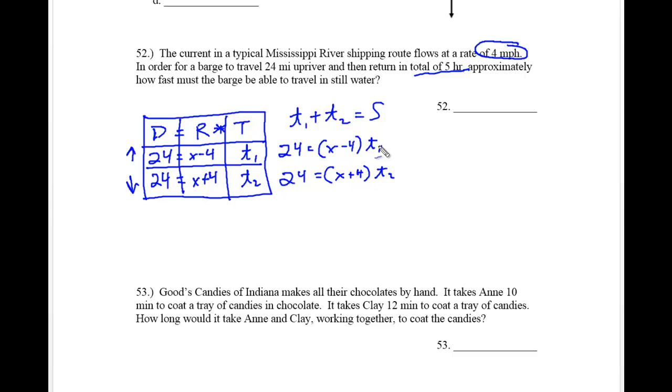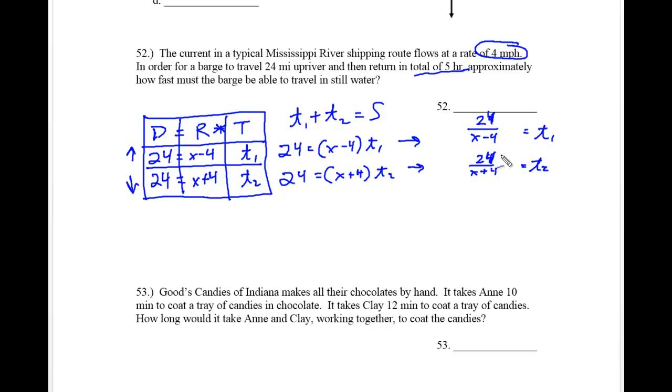Now here's what we're going to do. We're going to divide both sides by x minus 4 and x plus 4. So I'm going to rewrite this equation in terms of t sub 1 all by itself now. It looks a little nicer: 24 over x minus 4 is equal to t sub 1. And my t sub 2, if I divide by x plus 4, is 24 divided by x plus 4 is equal to t sub 2.